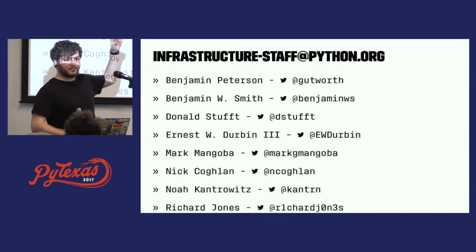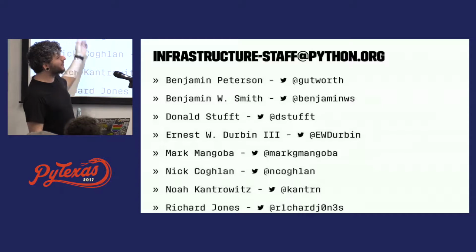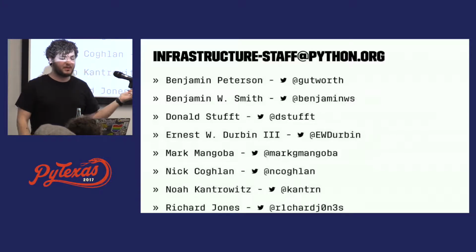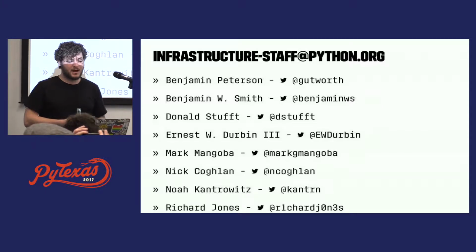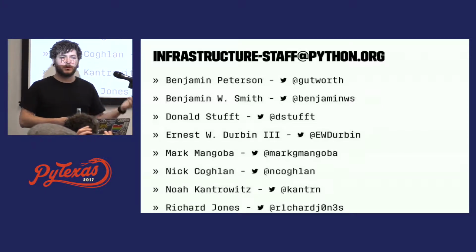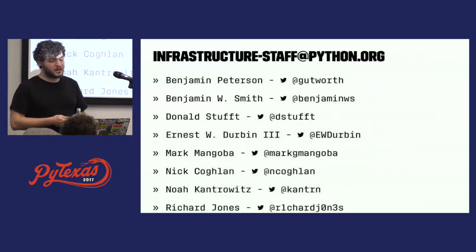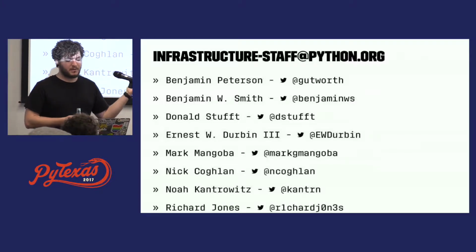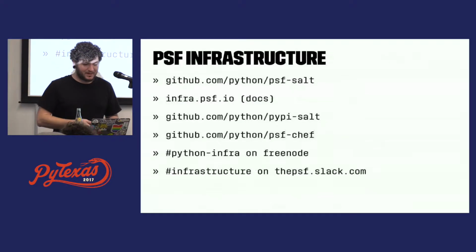This is a slide you should take a picture of. It has Twitter handles. These are all the folks that are involved directly with the PSF infrastructure on the infrastructure staff mailing list. So technically, it's a working group of the Python Software Foundation, and these are its members. So these names are the people who sort of quietly do work in the background to support these services and try to make our community better through tech, I guess.